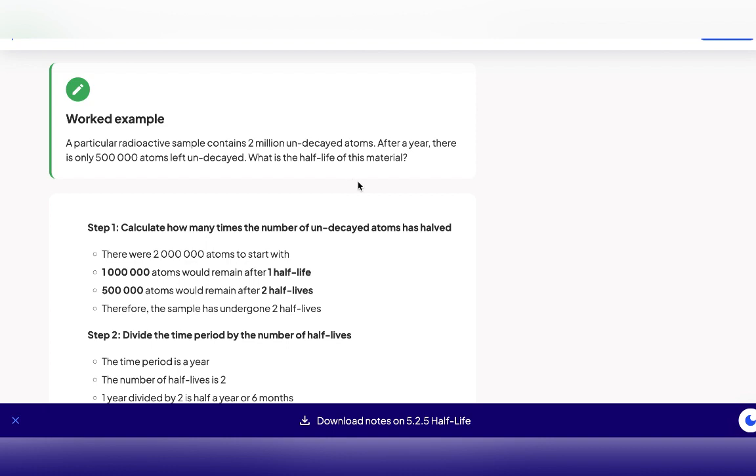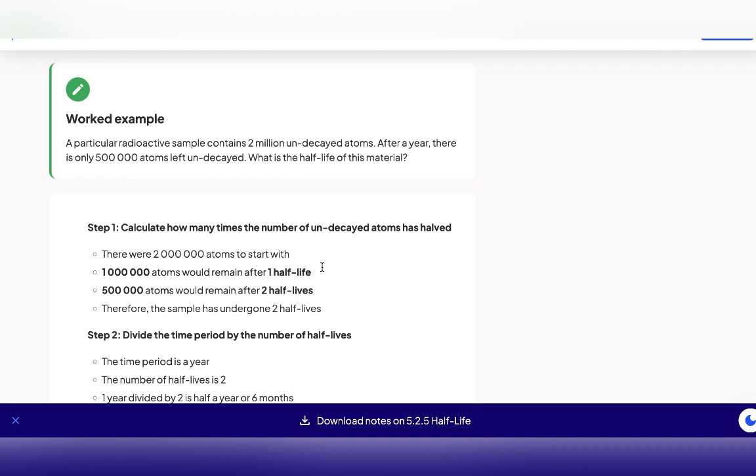So 1 year divided by 4 would have been 3 months. Every 3 months, a half-life will have occurred. But in this case, there are 2 half-lives. First half-life, 2 million decays to 1 million. Second half-life, 1 million decays to 500,000. Remember they say only 500,000 was remaining. So there are 2 half-lives.